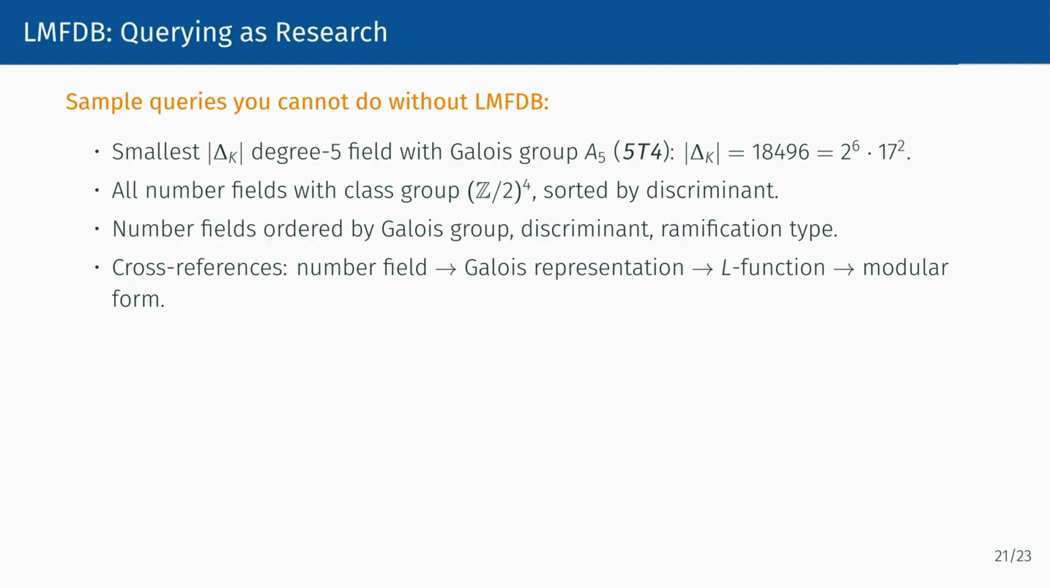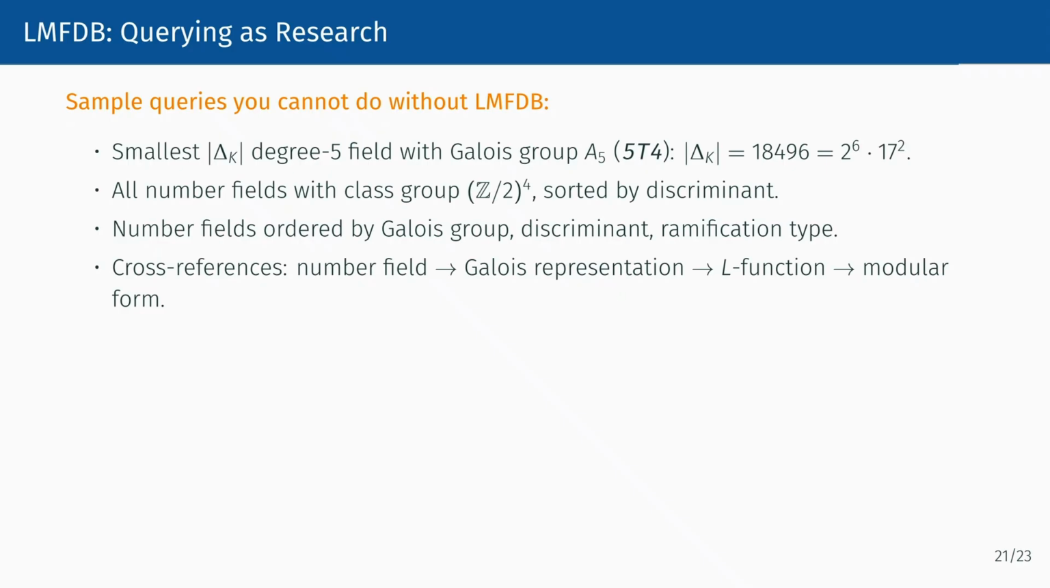So here are some examples of sample queries one can do with the LMFDB. You can ask for the smallest degree 5 field with a certain Galois group. You can ask for all the number fields with a certain class group sorted by discriminant. You can order them by Galois group, discriminant, and ramification type. And you can also go from number fields to different things that are in the LMFDB, like Galois representations, L-functions, or modular forms.